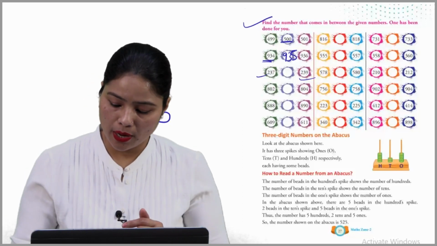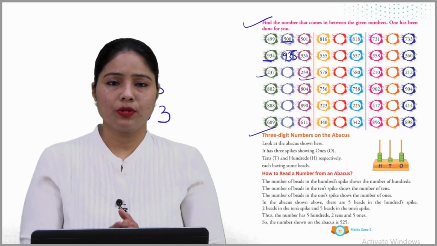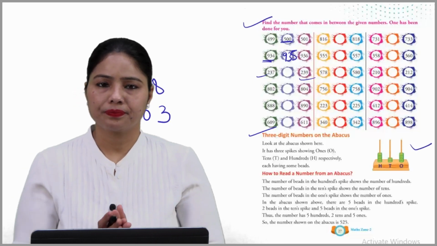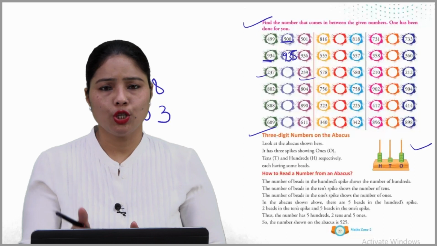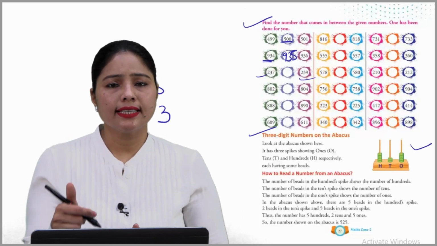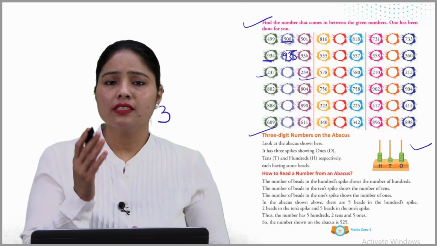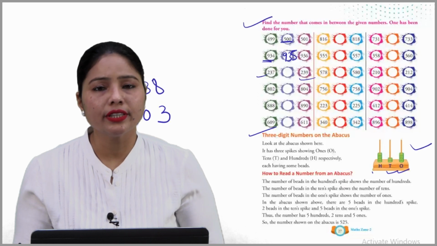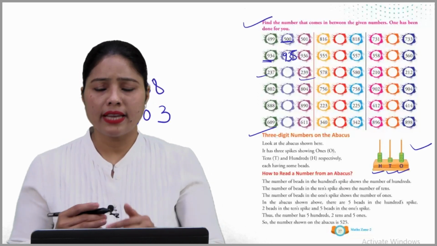Okay. So now 3-digit numbers on the abacus. Okay. Look at the abacus shown here like this. It has 3 spikes showing ones, O, tens, T, and hundreds, H, respectively, each having some beads. This is our ones, this is tens and this is our H for hundreds. How to read a number from an abacus?